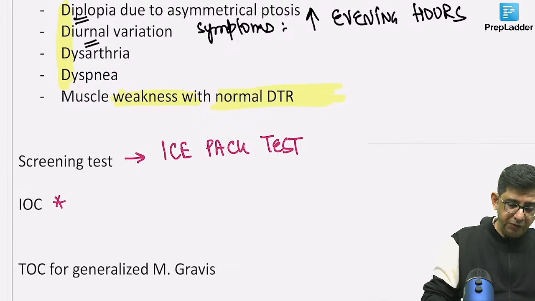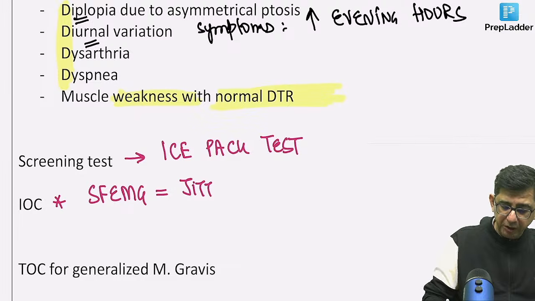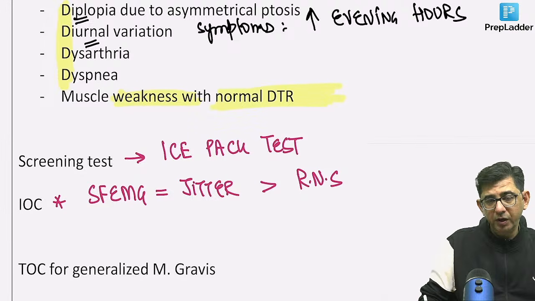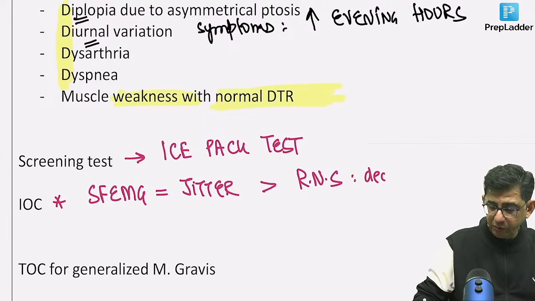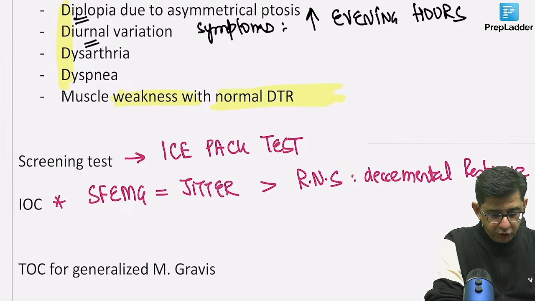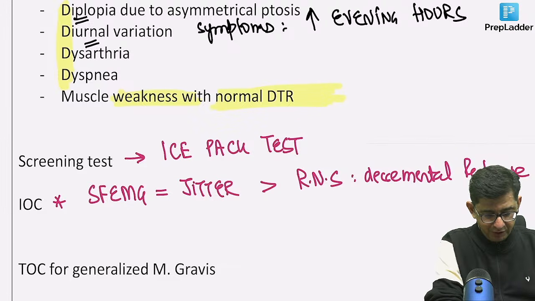The best test for diagnosis in this condition would be single fiber electromyography, which will show jitter. If this is not in the options, your answer would be repetitive nerve stimulation. For repetitive nerve stimulation, the finding that would be seen is called a decremental response. So for the topic of myasthenia gravis, what you need to be very sure of is the ice-pack test for screening.